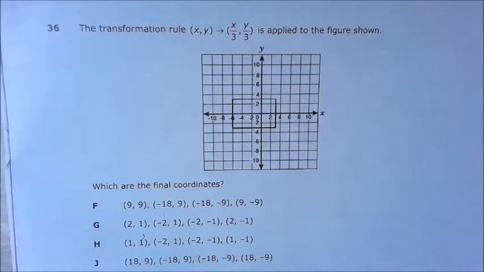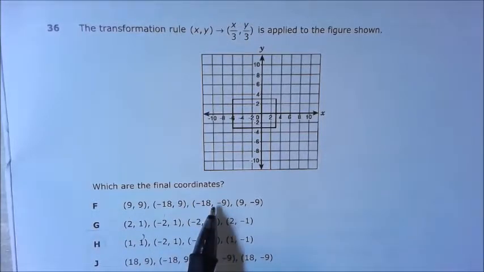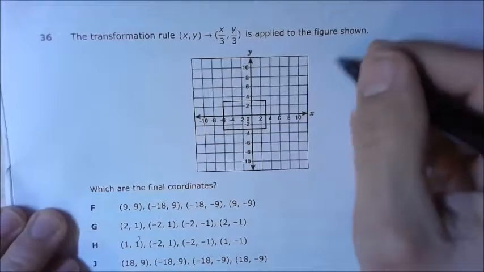Alright, in this problem, number 36, it says that the transformation rule, (x, y), and the rule is (x/3, y/3), is applied to the figure shown. Which are the final coordinates? So what we need to do is we're going to use this rule, and on this one we want to use it on all 4 points of our shape so that we can check all 4 ordered pairs. So let me show you what I mean.